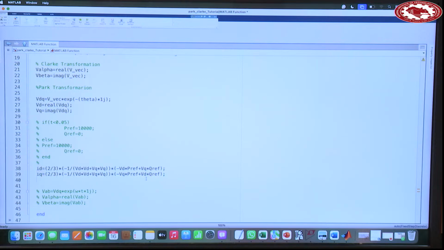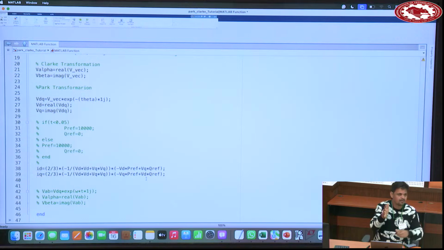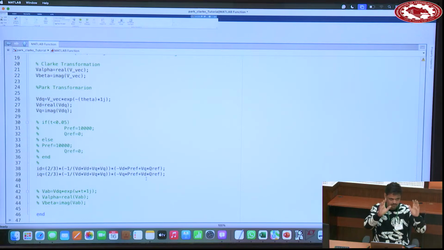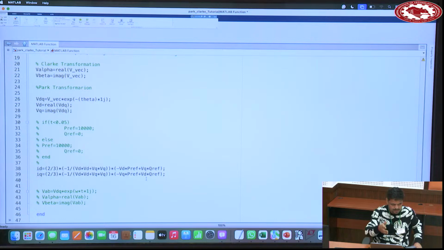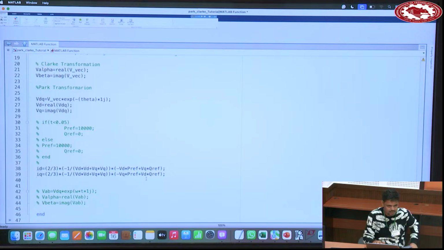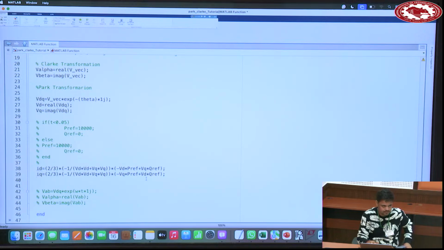See, ID is equal to 2 by 3, because 3 by 2 is there, 2 by 3 will be there, and then the determinant of the matrix, which will be minus of VD square plus VQ square. For the inverse, it is 1 upon the determinant, so this is minus 1 upon VD square plus VQ square. And then for a 2 by 2 matrix, what is the inverse? Most of us are GATE qualified.